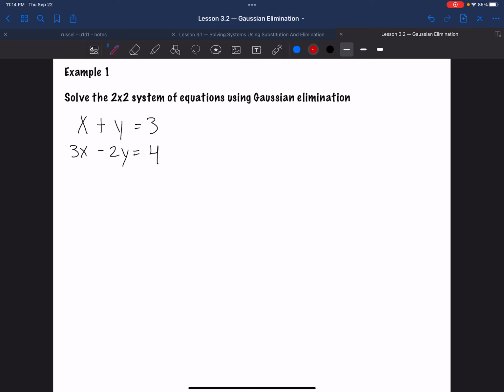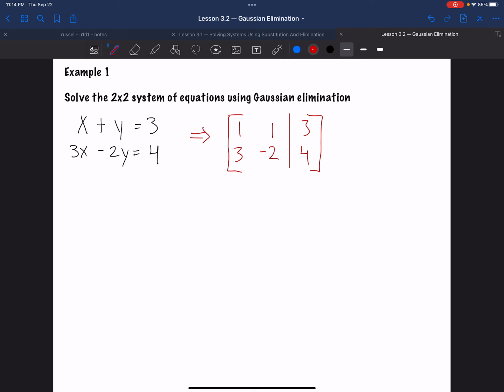So first thing, I'm going to convert this into an augmented matrix, the coefficient matrix, and then my constants tacked on. So the coefficient on x is 1, the coefficient on y is 1, and then this is a 3 as a constant. And the coefficient on x is now 3, and then -2 for y, and then 4 over here. And I'll draw a vertical bar to split my constants from my coefficient matrix.